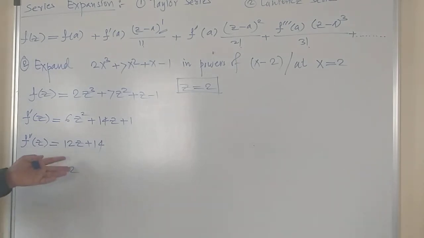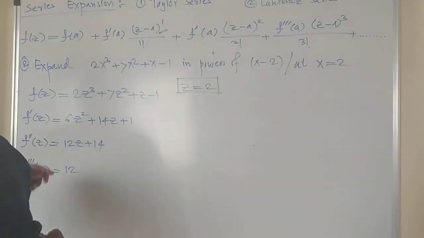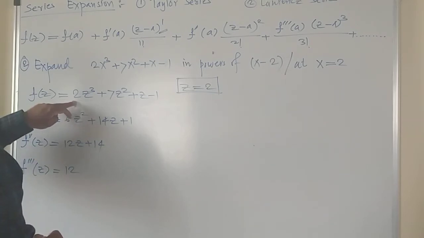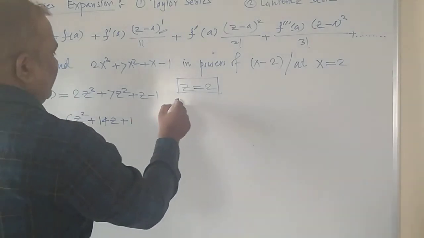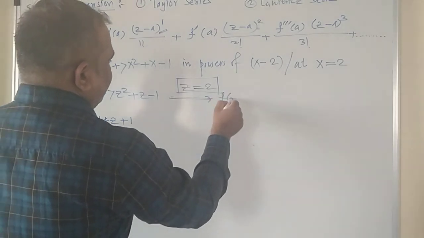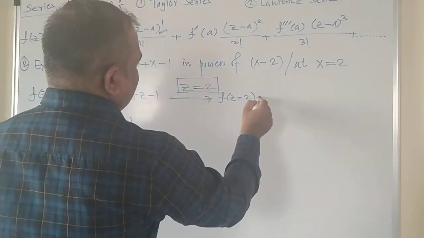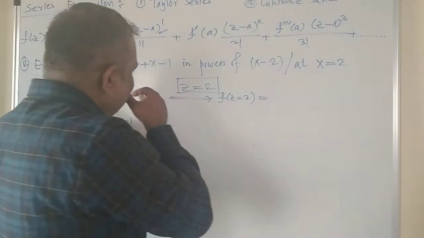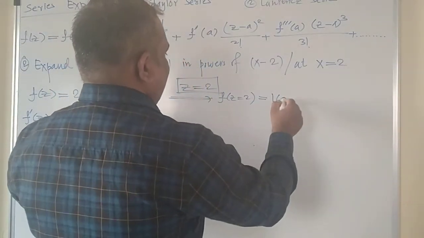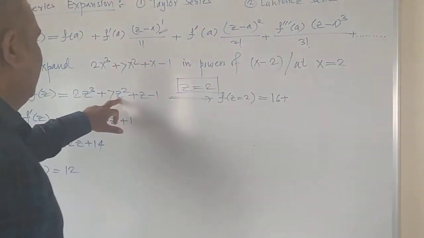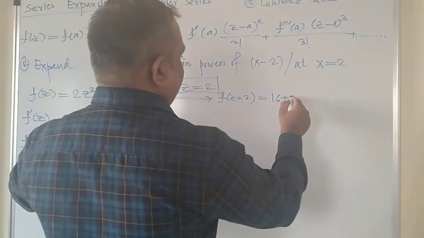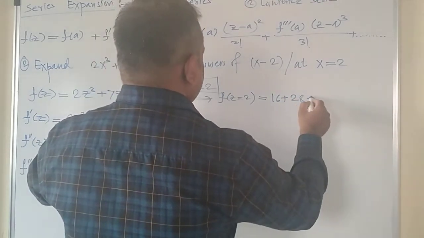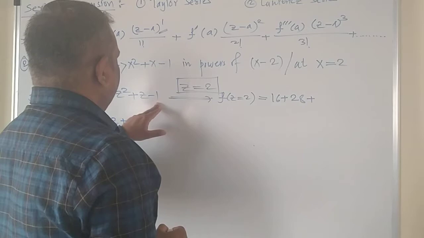There is no fourth derivative because all terms end here. So just put the value z equals 2 and you will get f of z. So f of z at z equals 2 is equal to 2 cubed, which is 8. 8 into 2 is 16, plus 7 into 2 squared is 28, plus 2 minus 1 is 1.